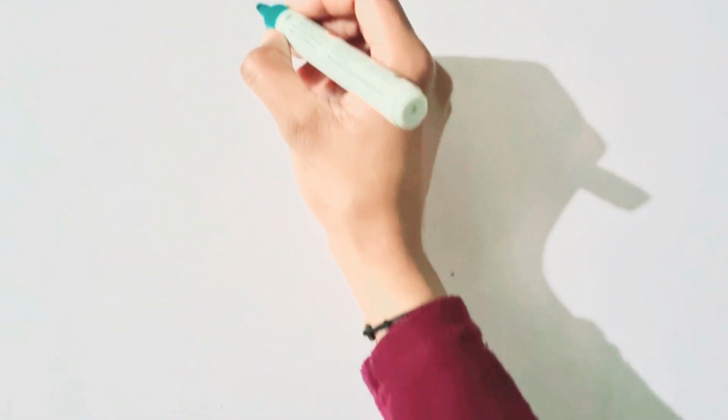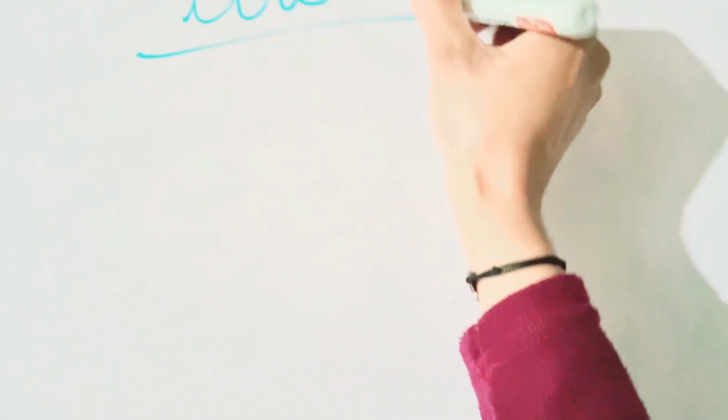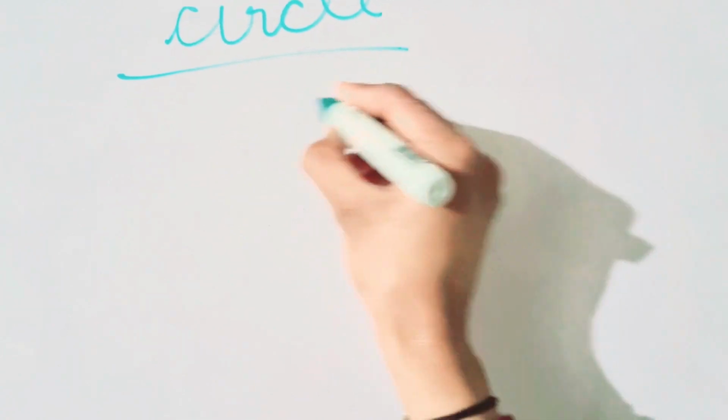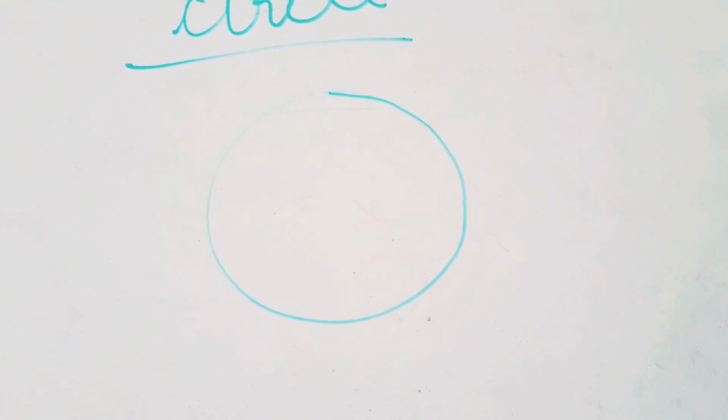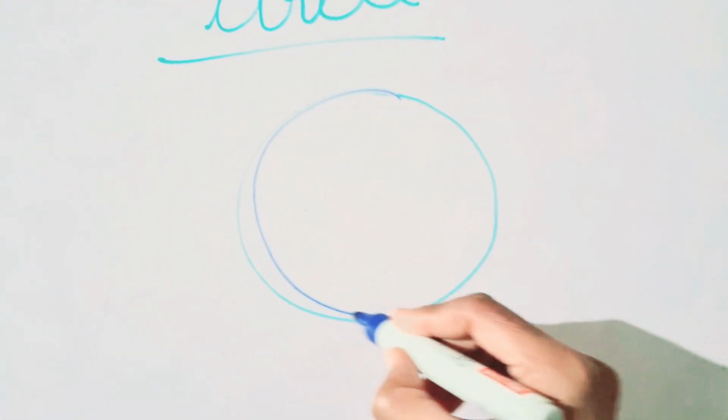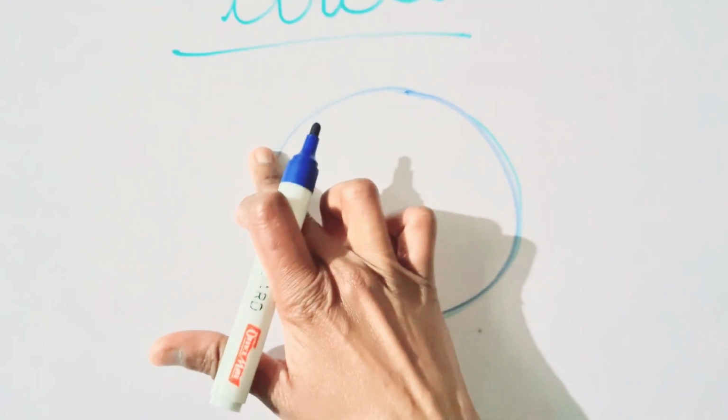So today we are talking about the circle. What is a circle? Circle, as you know, is round in shape. Any shape that is round is called a circle.